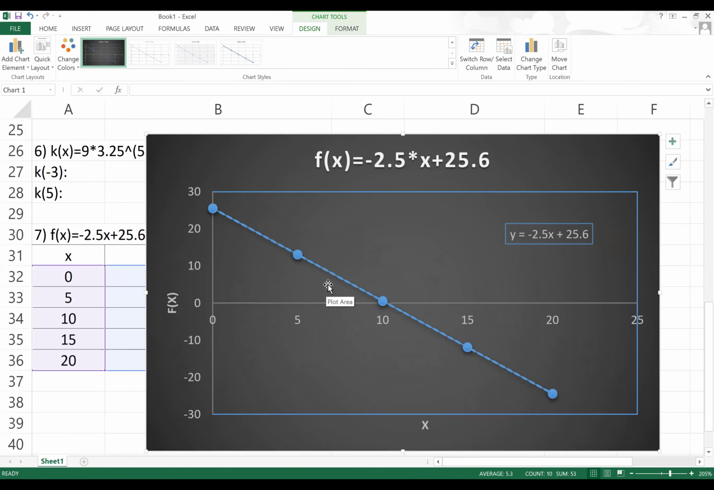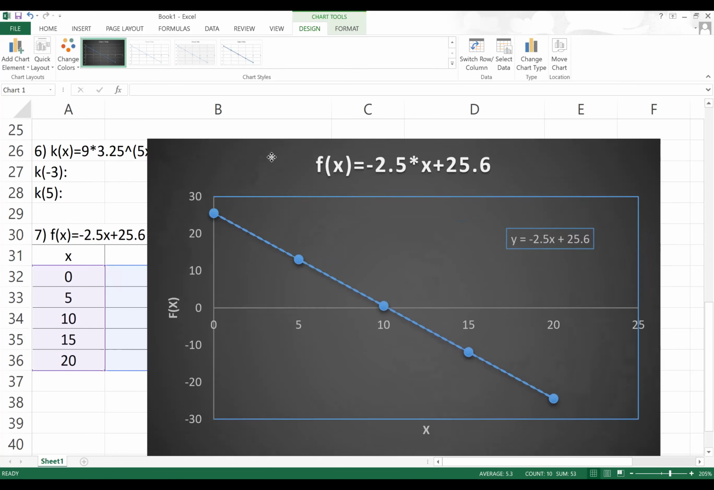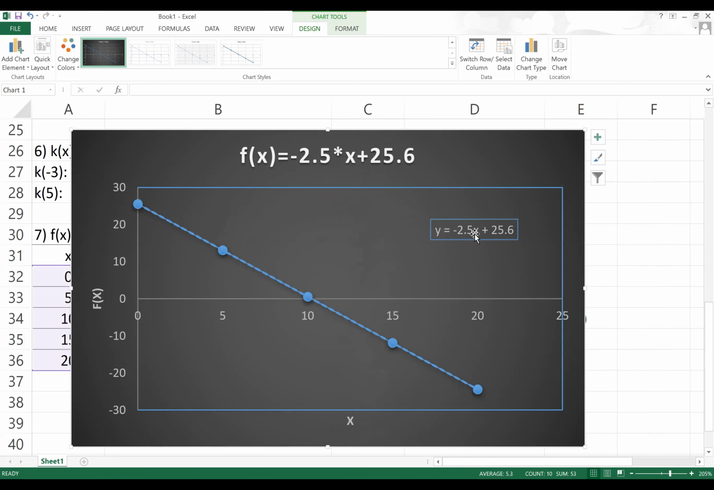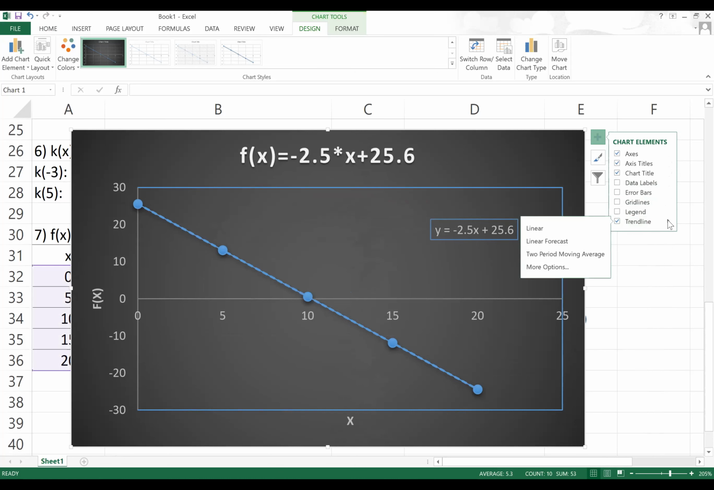Any question on this? Can you show us how you did the y equals on the graph? Oh, you want to know how to get that, right? So again, you click on the plus sign here, then you see trend line will come up, right? Select the last option, trend line. Now, follow the direction arrow here.